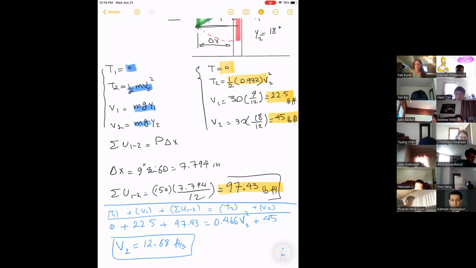Any question about this? So this was an example that had the work of non-conservative forces. As you could see here, it had potential energy and kinetic energy. There was no spring, but if you have a spring, you can calculate its work, no big deal.